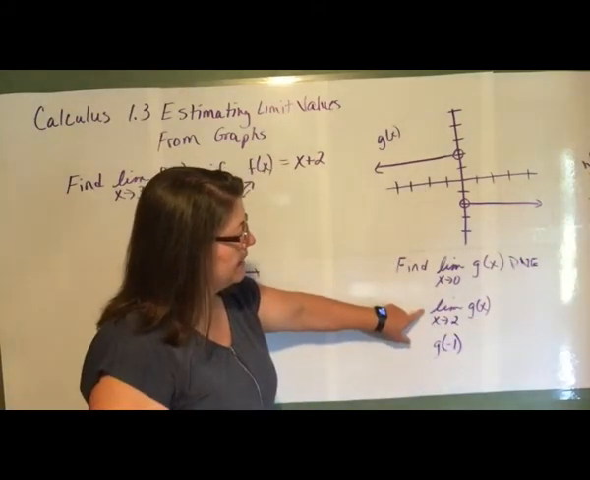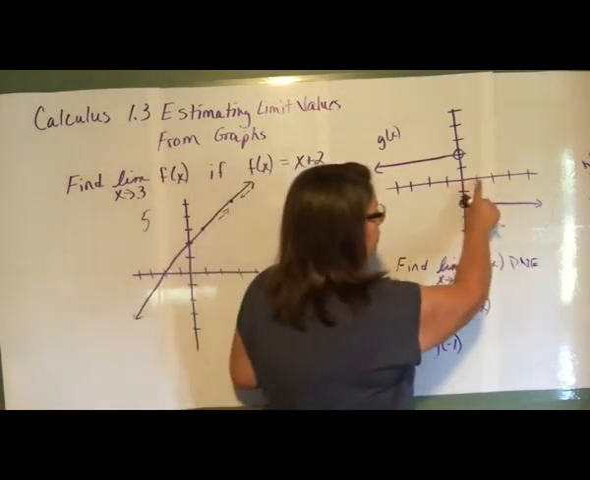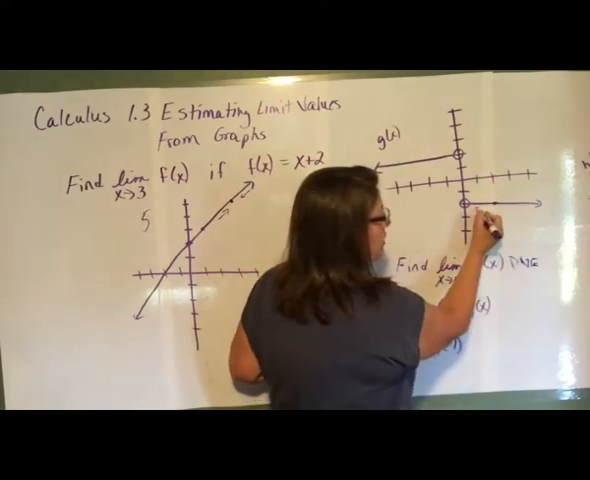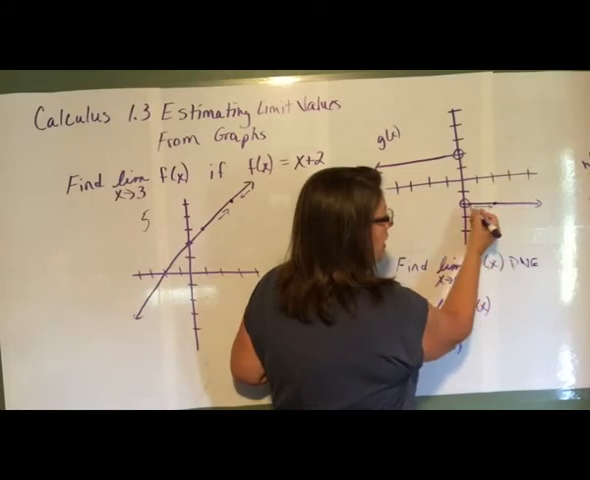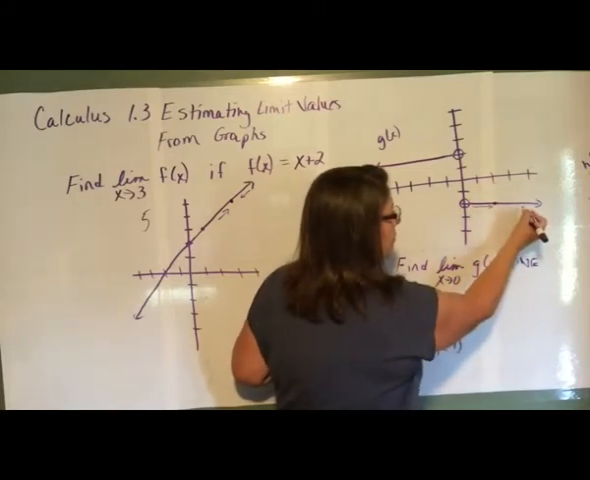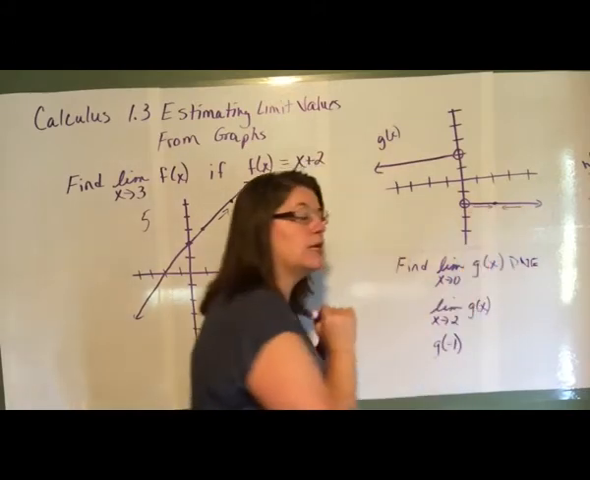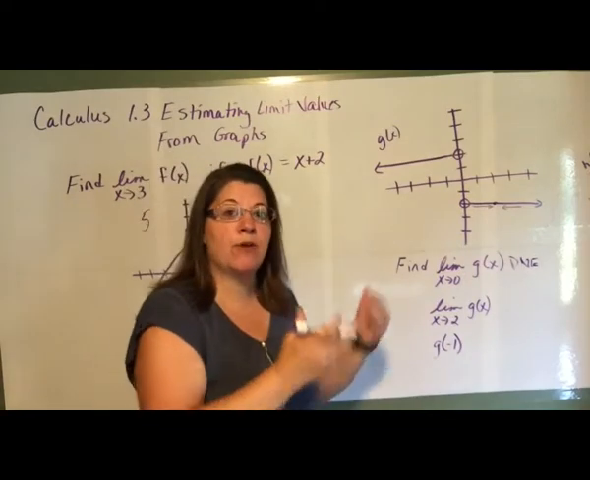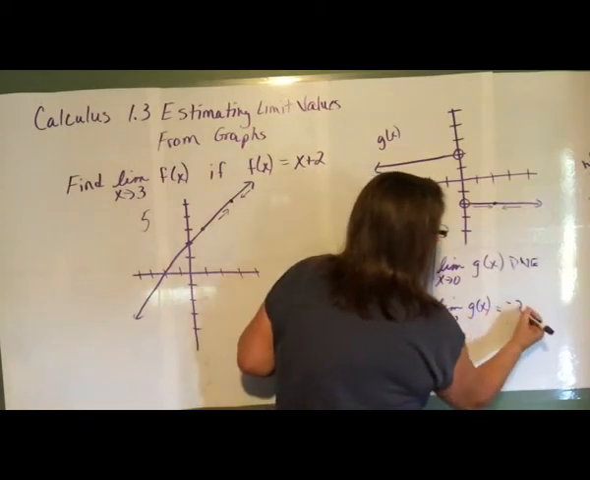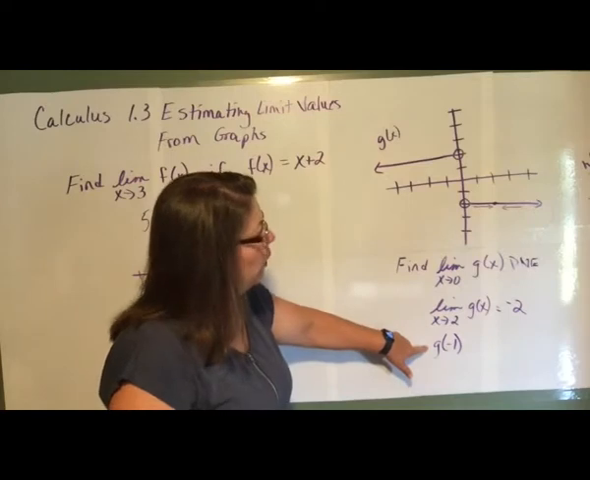It says find the limit as x approaches 2 for g of x. Well, as x approaches 2, that's putting me right here at this point. So if I look from the left, as x approaches 2, it looks like my y value there is going to be -2. And from the right, as x approaches 2, it looks like my y value again is going to be -2. Since it's the same from the left and from the right, then my limit as x approaches 2 is -2. Then they're asking me here to find g of -1.